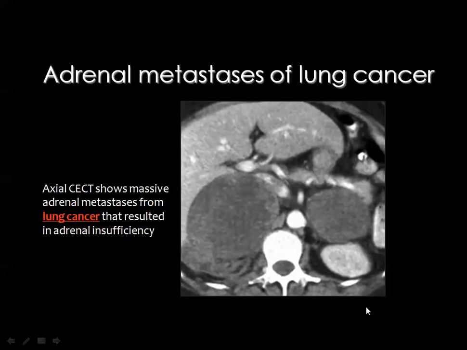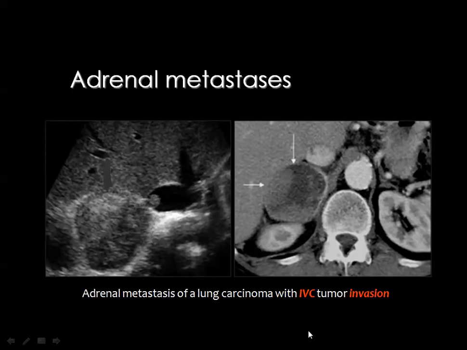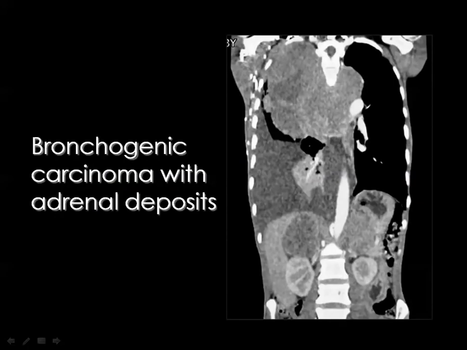And this patient with bronchogenic carcinoma has two big masses in the right and the left suprarenal gland representing metastatic deposits. And this is also a case of bronchogenic carcinoma with metastatic deposits in the left adrenal gland as well as in the right adrenal gland. And this is an adrenal metastasis which is invading the inferior vena cava, and the invasion is best seen by ultrasound and not clearly seen by CT scan. Adrenal metastasis from melanoma, and you see a big mass on the left side and another big mass on the right side.